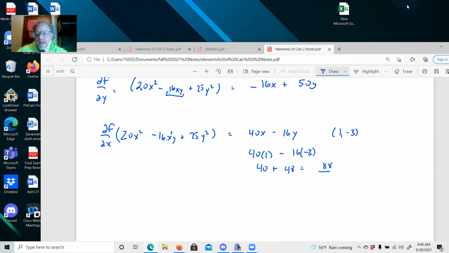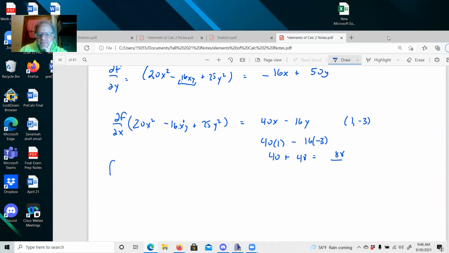Okay. And then the last one here is going to be Fy of 5, -3. Okay, so we want Fy of 5, -3. So the derivative with respect to y of 20x squared minus 16xy plus 25y squared is equal to, x is a constant, so that's a 0. We have negative 16x plus 50y, all right?